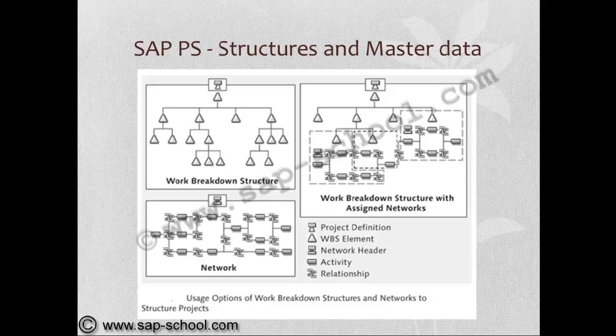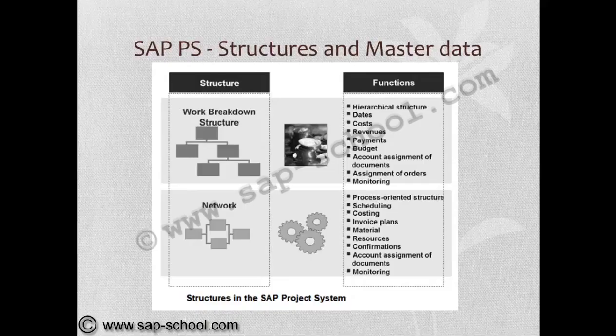So the usage option of work breakdown structure and networks to structure projects, we can see under one project. The functions of these work breakdown structures are hierarchical structure, dates, costs, revenues, payments, budget, account assignment documents, assignment of orders, monitoring. And the functions of network are process oriented structure, scheduling, costing, invoice plans, material, resources, confirmations, account assignment of documents, monitoring.